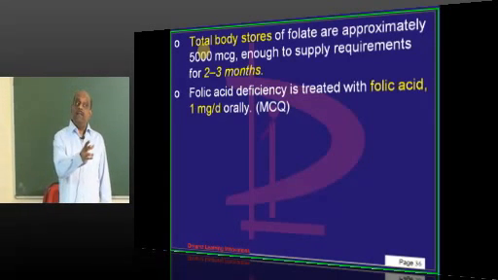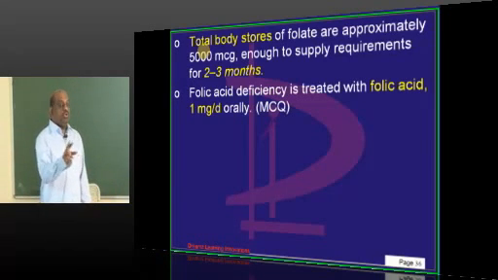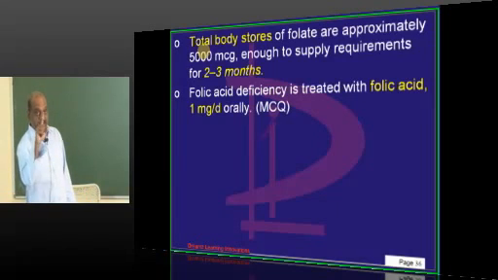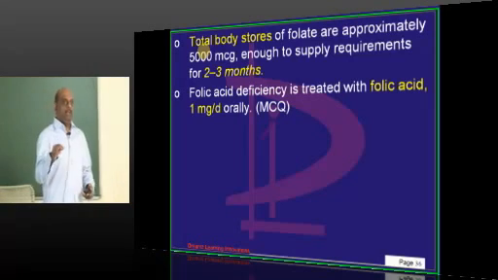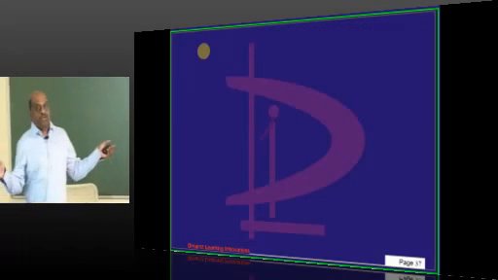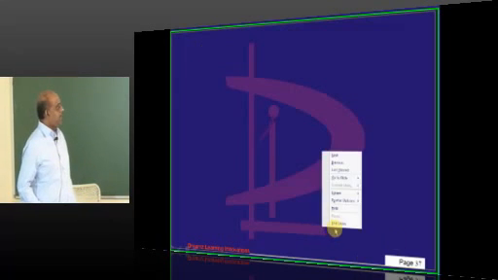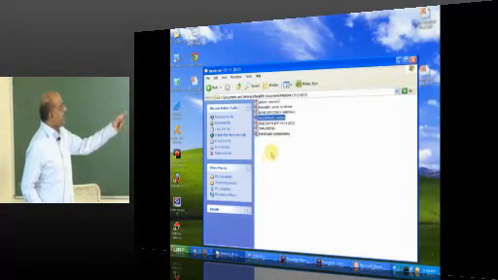How about that in folate deficiency? In folate deficiency, 2 to 3 months of non-intake of folate adequately is sufficient to lead to development of folate deficiency. It is not that long as in vitamin B12. And how do you treat? 1 milligram per day orally. Folate is the way you treat the folate deficiency. That is all the story, doctor, about megaloblastic anemia, which you need to be very, very sure about.